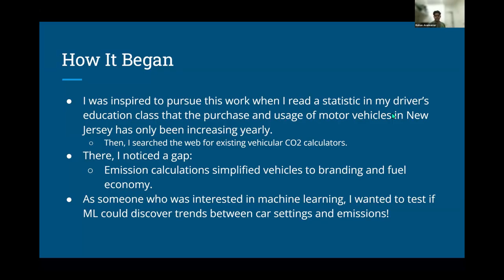So I noticed that gap and I was interested in machine learning at the time. I've done a project at the time. So I wanted to see if machine learning could actually identify associations between carbon dioxide and vehicle car settings.